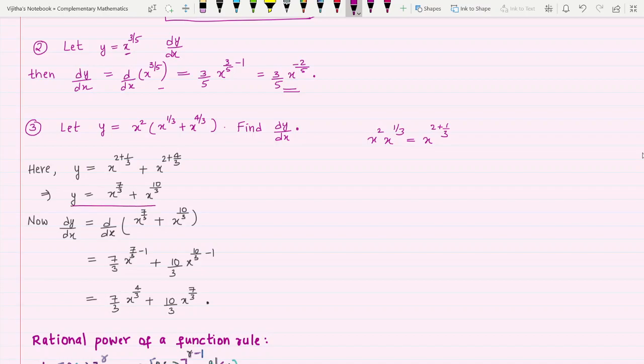Now we can find its derivative directly. So dy by dx is d by dx of x raised to 7 by 3 plus x raised to 10 by 3. So this becomes 7 by 3 x raised to 7 by 3 minus 1 plus 10 by 3 x raised to 10 by 3 minus 1. So it is 7 by 3 x raised to 4 by 3 plus 10 by 3 x raised to 7 by 3. So in this way we can find the derivative of composite terms also.